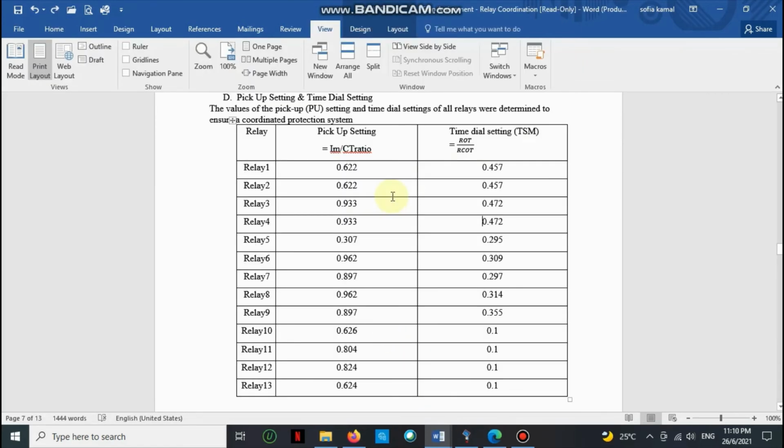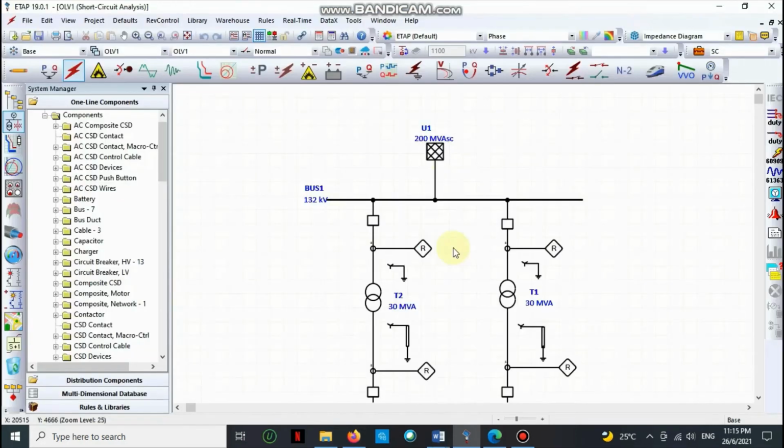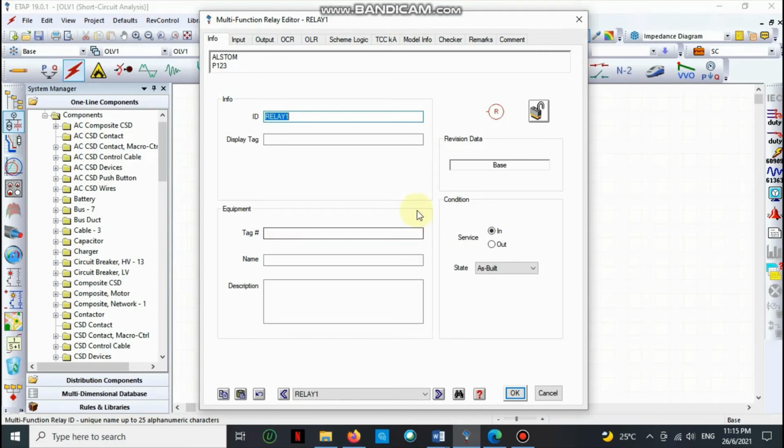So this is the table of the results of pickup setting and timer setting that we have calculated. This result will be used for the simulation. For the simulation, to key in the data of pickup setting and timer setting, we need to double click the relay, go to the OCR section.